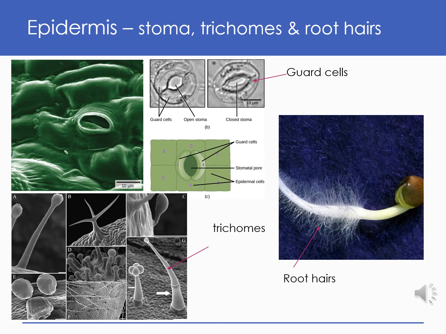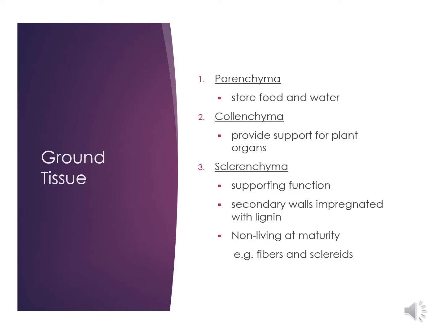These are the examples of specialized cells from epidermis: the guard cells, which control the opening of the stoma; the trichomes, which are the outgrowth of leaf; and the root hairs, which are involved in the absorption of water and minerals in plants. The second is ground tissue, which consists of parenchyma cell, collenchyma cell, and sclerenchyma cell.